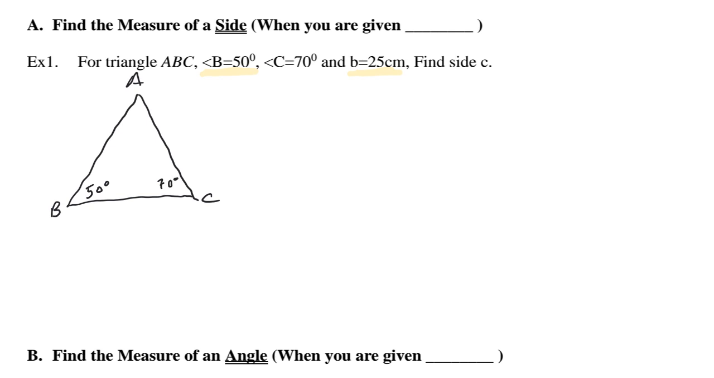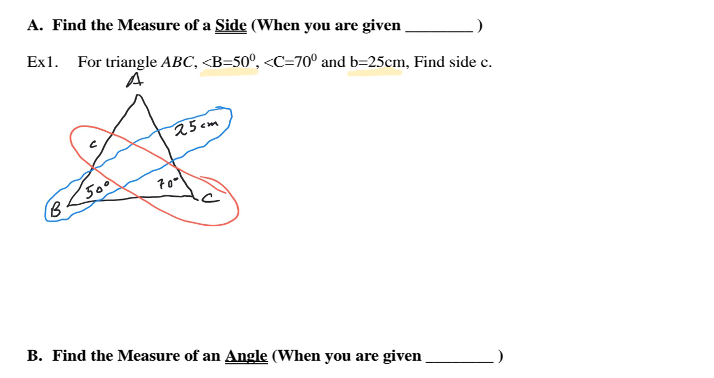And side B is 25. So side B is directly across from B. So this is 25 centimeters. So basically what we could do is match our sine sausages. In this case, we have 50 and 25 as one sine sausage. And then what we're looking for is little c, which ends up being on this side of our triangle, which means we have angle C and side C matching.